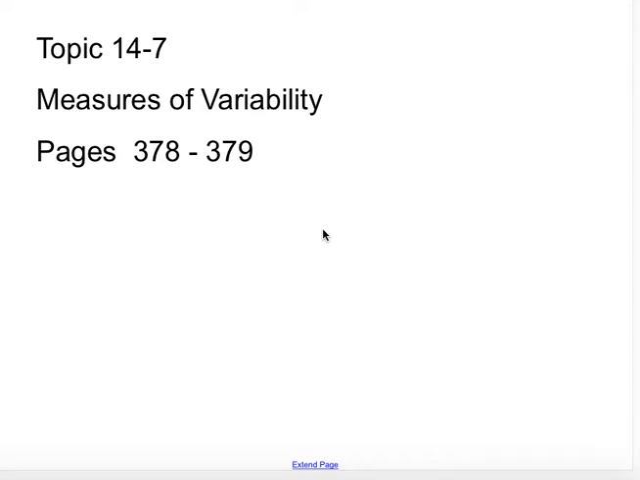Okay, in this video we are going to talk about measures of variability. If you're following along in your book, the Pearson book, you're going to open up to pages 378 to 379. You'll want to take out your book as well as your notes. Now, a little background information before we go over what is actually in the book.